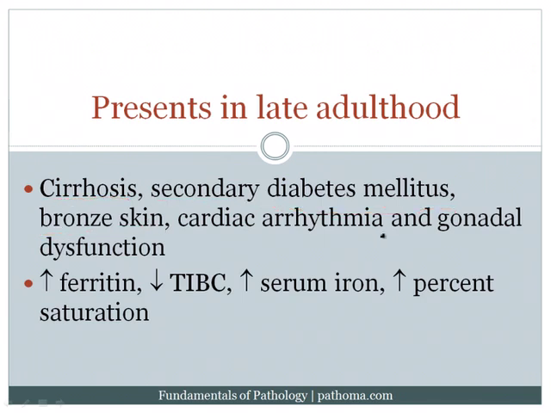Additional findings are cardiac arrhythmia if the iron deposits in the heart, and gonadal dysfunction because iron can also deposit within the testicle, resulting in testicular atrophy. Now the lab findings are going to be based on an iron overloaded state. So because the tissues are loaded with iron and you have tremendous iron stores, the ferritin will be high. Of course, anytime the ferritin is high, the TIBC is also low. Much of that iron will actually leak out into the blood, giving you a high serum iron with a high % saturation. And so these are the key lab findings in hemochromatosis.